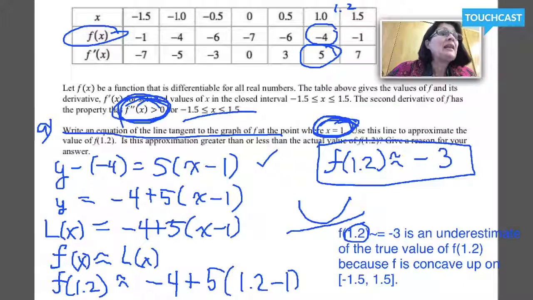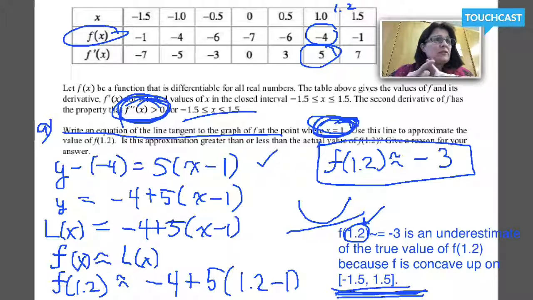But if f is not all one concavity, in this case concave up, on the interval that contains 1.2 and 1, then you cannot make a conclusion, which they probably wouldn't ever do on the test, but you do need to use this interval in your explanation. Some interval that contains at least the original x value for the point of tangency and the x value at which you've been asked to approximate the function.